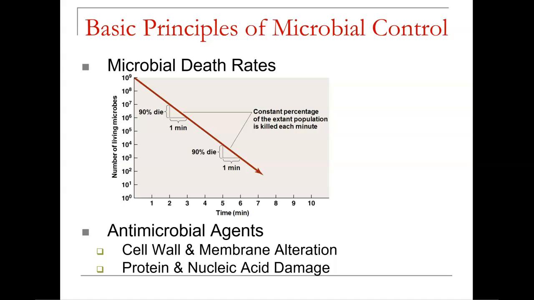Protein and nucleic acid damage. So you could have damage to the proteins that affects the ability of that protein to function correctly, which would cause death. And you can damage the nucleic acids, and that can cause a fatal mutation and a stop in protein synthesis that the cell needs. So it can't make the proteins it needs.